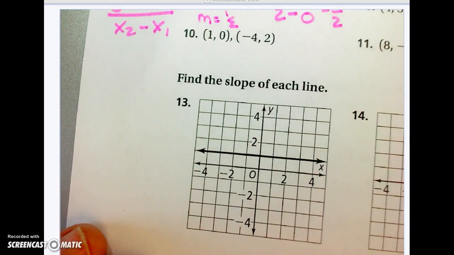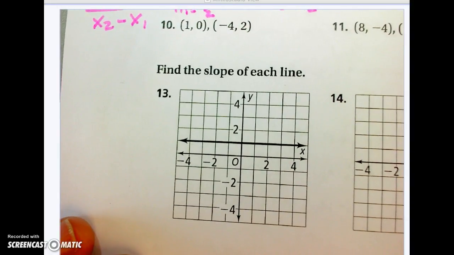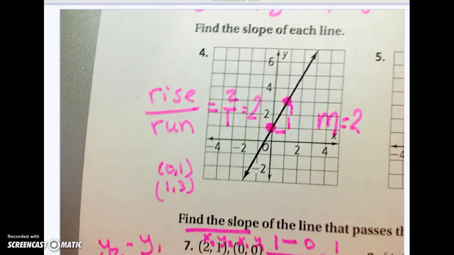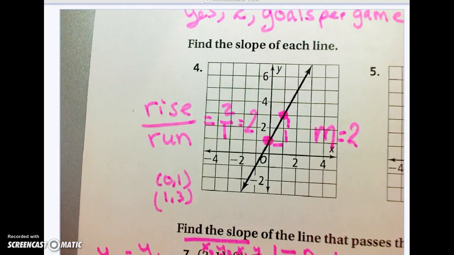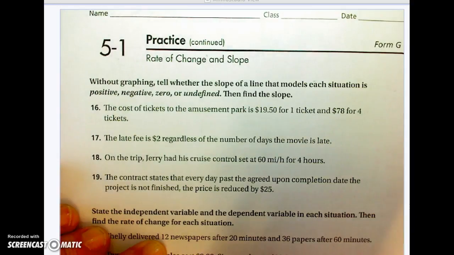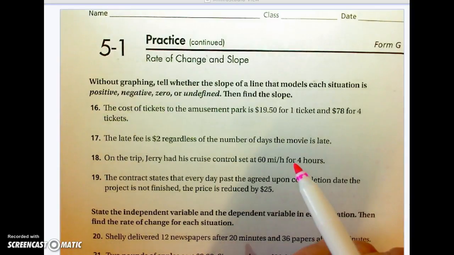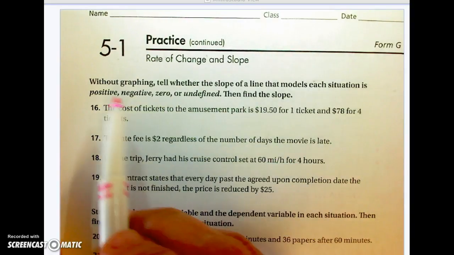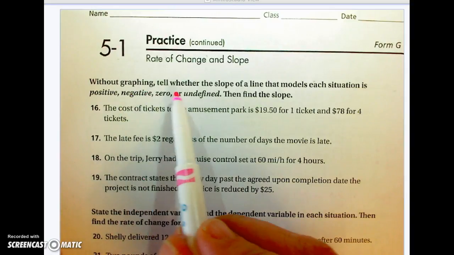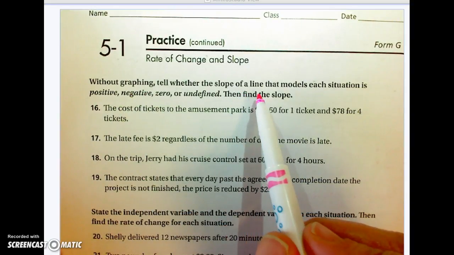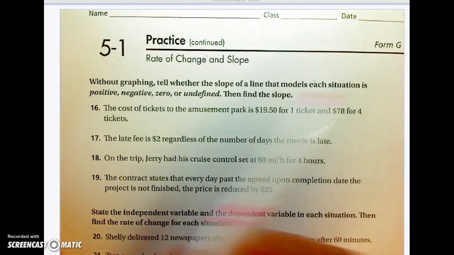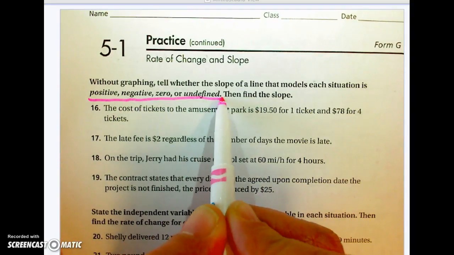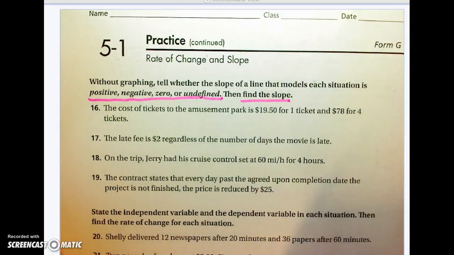In the last section on the front of this page, it says find the slope of each line. And so what we're going to go back and do is use rise over run, just like we did before. So they just have us reviewing a little bit. On the back side of the worksheet, it says without graphing, tell whether the slope of the line that models each situation is positive, negative, 0, or undefined. Then find the slope. So we have two things we need to answer here.